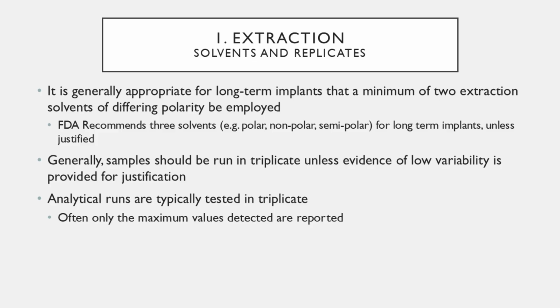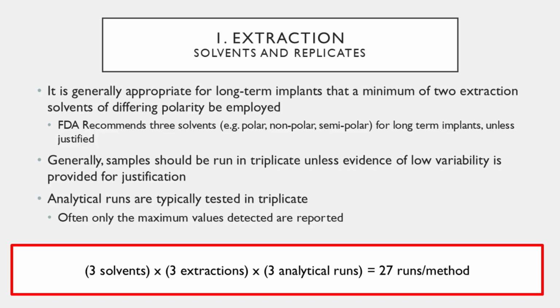Then from there, you might only report the maximum, aka the worst possible scenario of those 3, but as you can see, these numbers start adding up pretty quickly. If you have 3 solvents from which you're doing 3 extractions and then 3 analytical runs or 3 replicates of those, then that's going to be a total of 27 runs or samples per method that you're running. So already this is starting to get pretty large and pretty comprehensive.